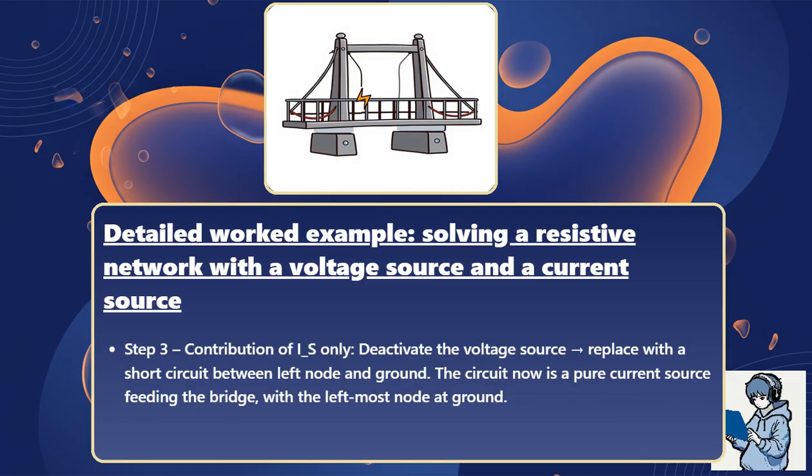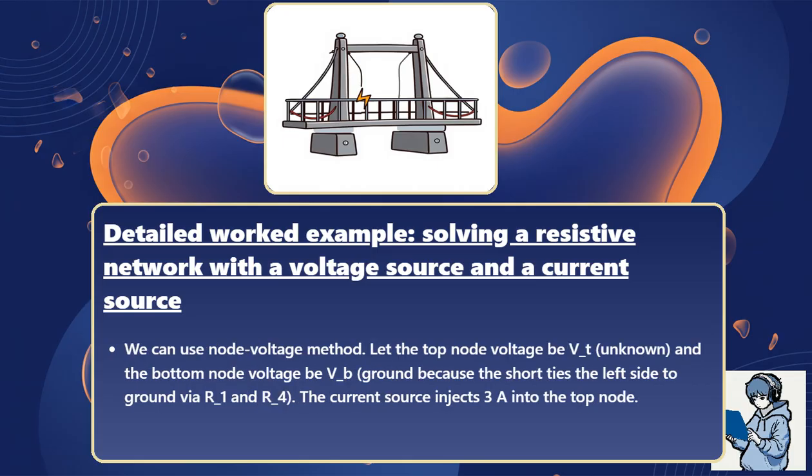Step 3. Contribution of IS only. Deactivate the voltage source, replace with a short circuit between left node and ground. The circuit now is a pure current source feeding the bridge, with the leftmost node at ground. We can use node voltage method. Let the top node voltage be VT unknown and the bottom node voltage be VB ground because the short ties the left side to ground via R1 and R4. The current source injects 3 amperes into the top node.